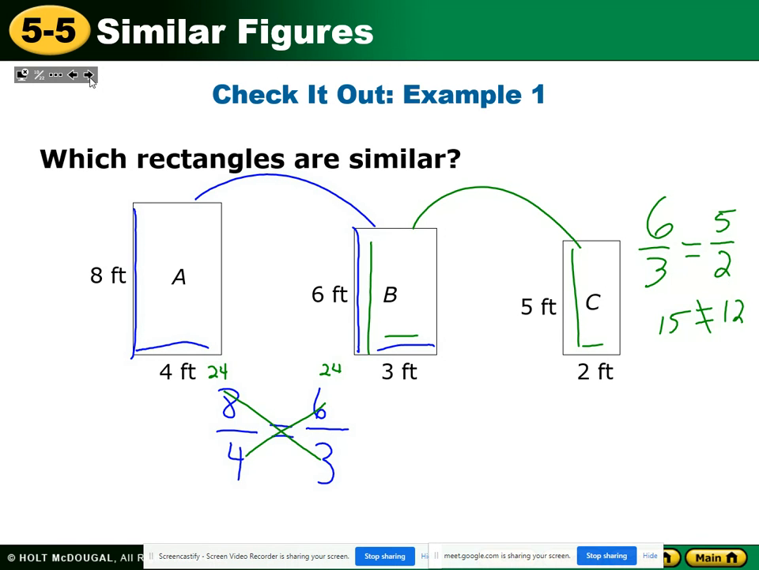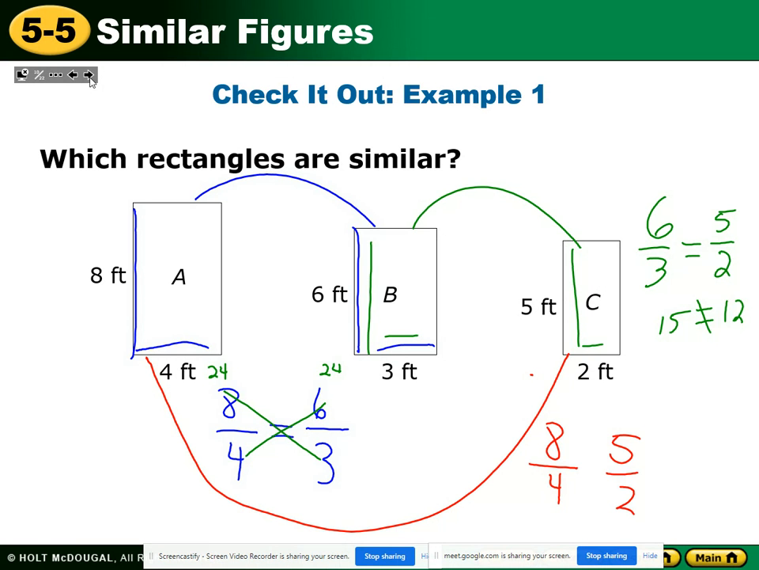A and C. So if we do A and C, Lucas, okay? If I'm comparing those two, what would the numbers look like? What would the fractions look like? 8/4. Okay? And 5/2. Did you do it right, Trenton? Yeah. Okay? Because we have length side, yeah. Width side, yeah. 8 times 2 is 16. 4 times 5 is 20.